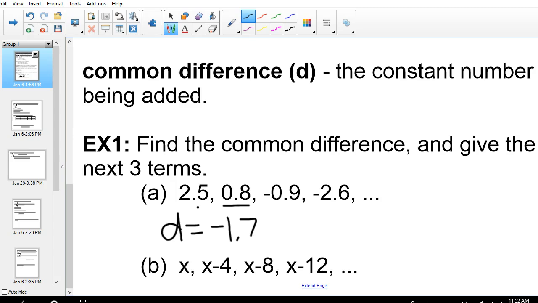And then if we need to find the next 3 terms, we're just going to subtract 1.7 3 times. So we'll have negative 4.3. We'll have negative 6. And we'll have negative 7.7. Okay, questions?